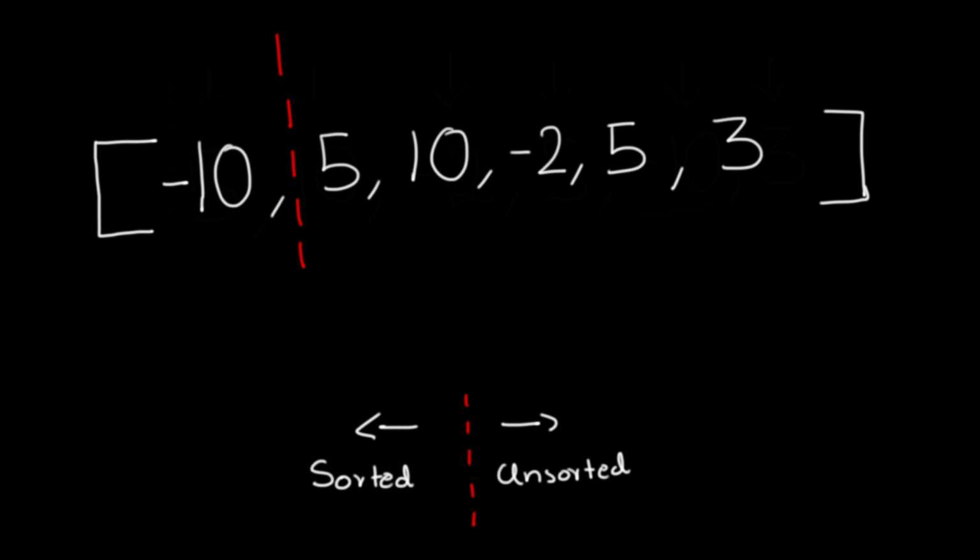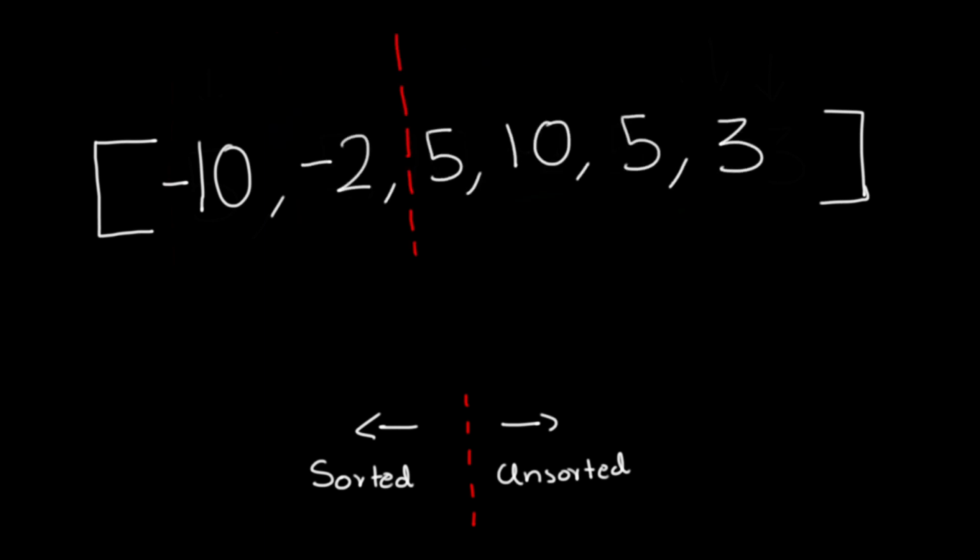Okay, so now we sorted our first element, which is the minimum. So now let's see what happens in the second iteration. In the beginning, we set the first element, which in this case is 5, as our minimum. Our minimum now changes to -2. We now insert our minimum, which is -2, to the left of the red line.